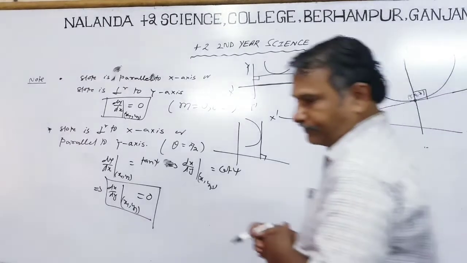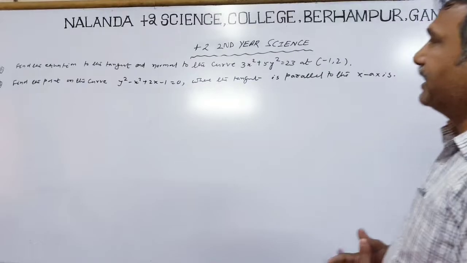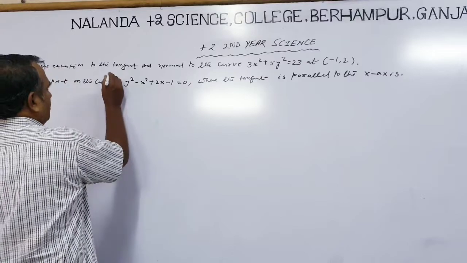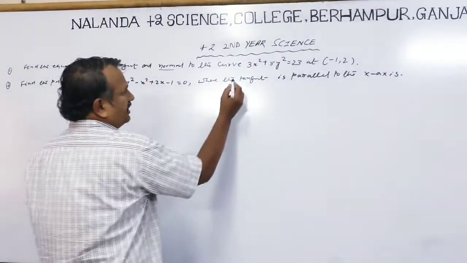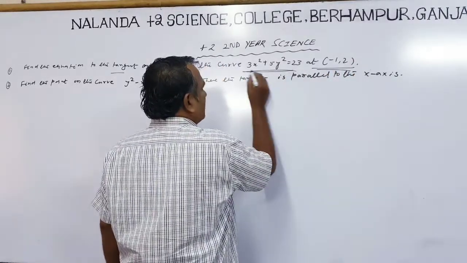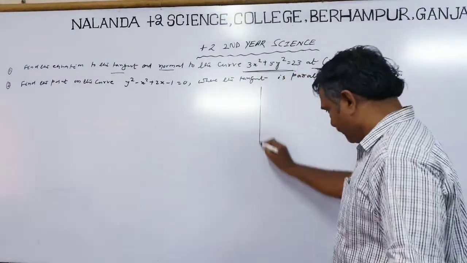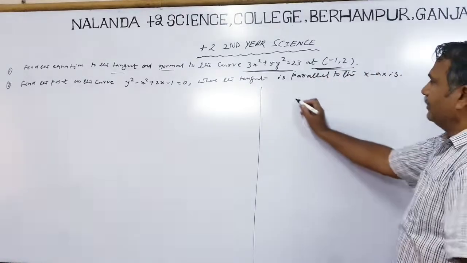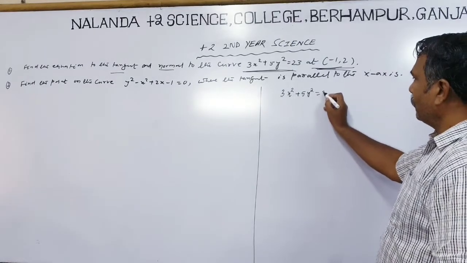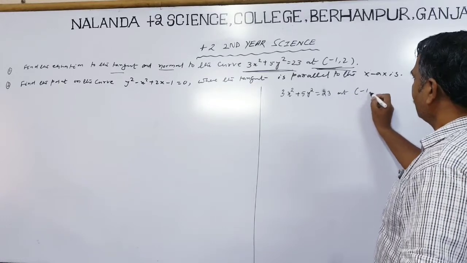Now here, let us say one question is: find the equation of tangent and normal to the curve at the point. That means here the curve is given and the point is given. First question, the first one we discuss. Here the curve is given, 3x square plus 5y square equals 23, at the point minus 1, 2.